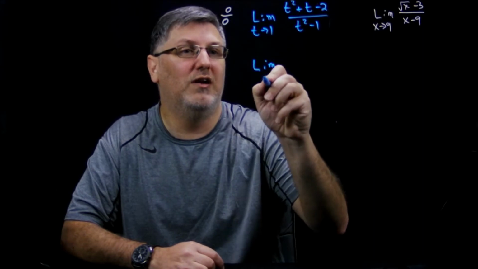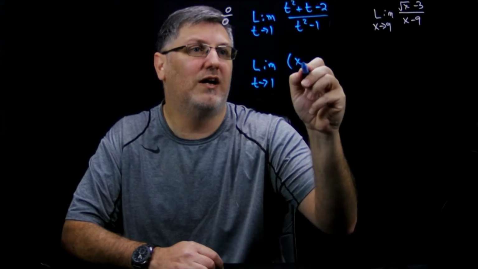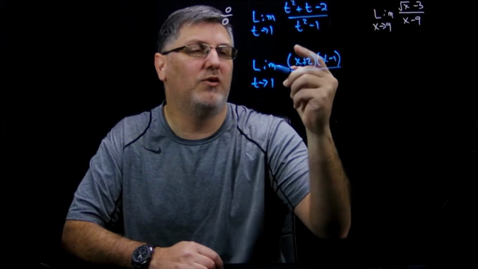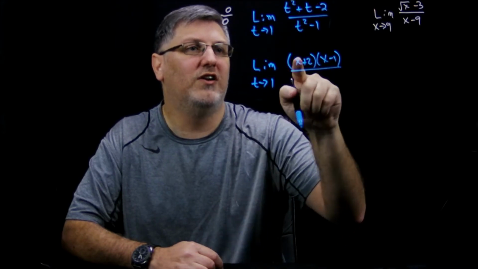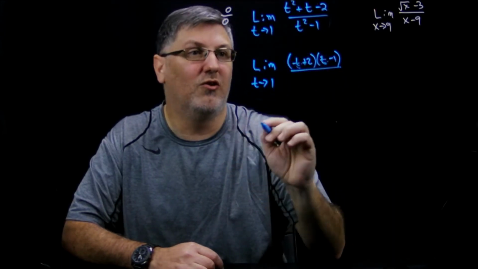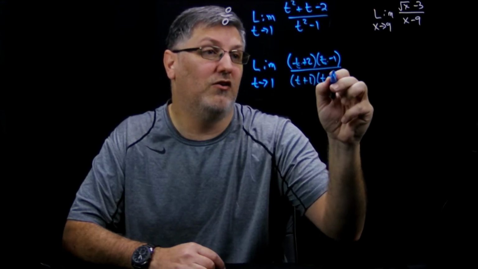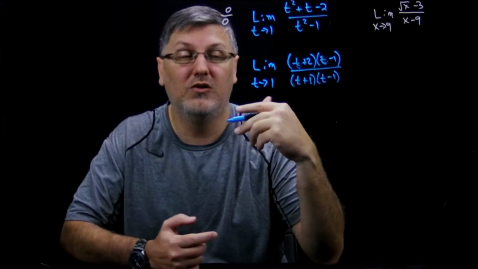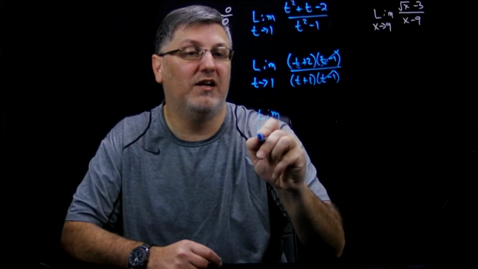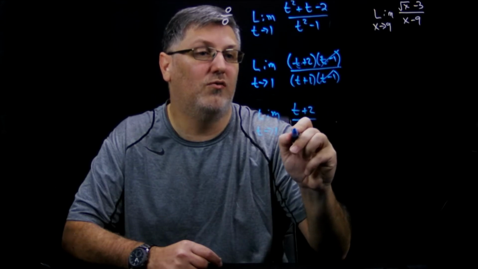So we're going to do the limit as t approaches 1, and my top factors to t plus 2, t minus 1, and my bottom, well, what's the difference of squares? Why did I change it randomly to x? This should be t. Make sure you don't do that. And the bottom is going to be t plus 1, t minus 1. Well, hey, look, my t minus 1s cancel. These cancel out.